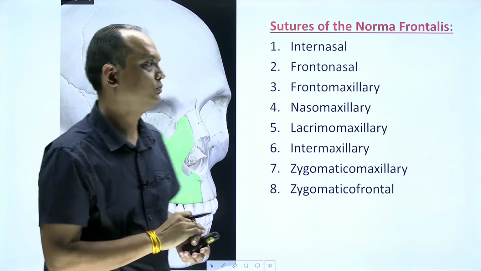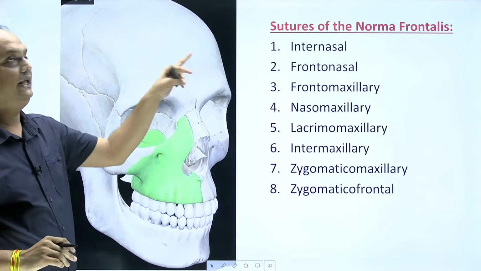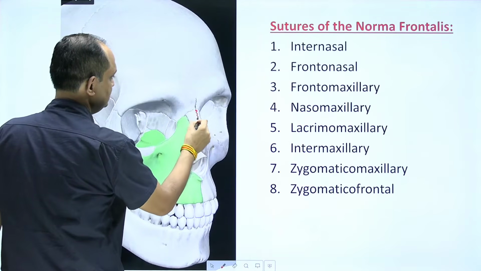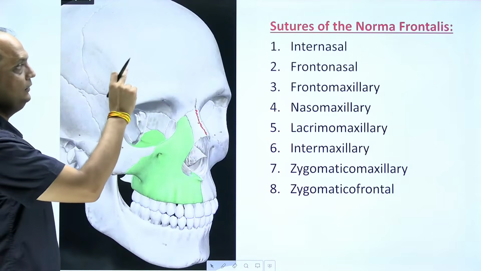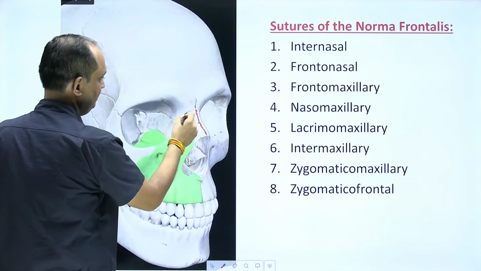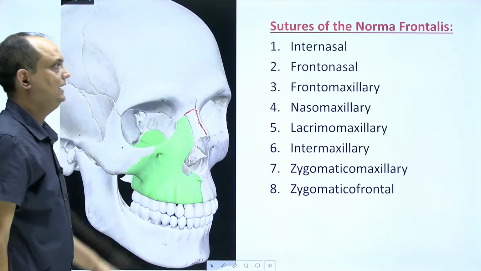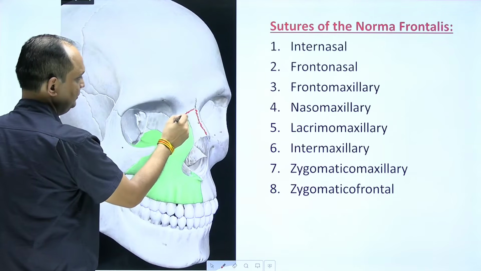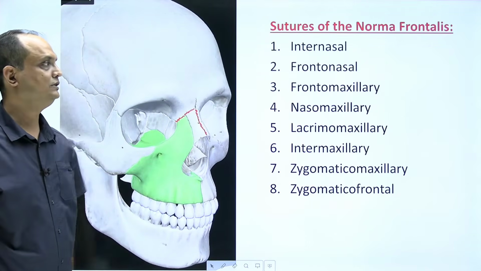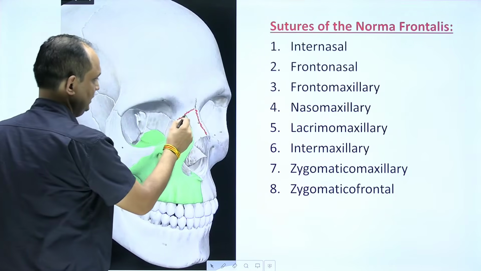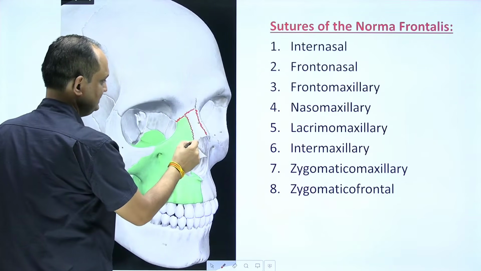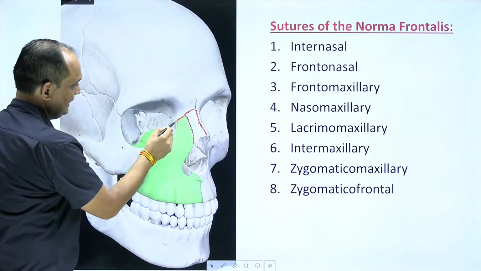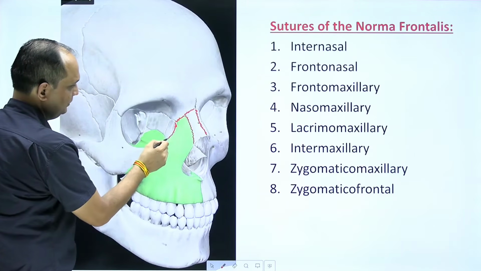Now when you talk about the sutures, you will have the internasal suture. Now what is internasal suture? This is the joint between the two nasal bones, known as the internasal suture. Then frontonasal suture. It is a joint between the frontal bone and the nasal bone. Then you will have frontomaxillary suture. So it is a joint here between the frontal bone and maxillary bone. Then you will have nasomaxillary suture. Now this is the joint between the nasal bone and maxilla. Then you will have lacrimomaxillary suture. Now here you will have the joint between the lacrimal bone and maxilla.